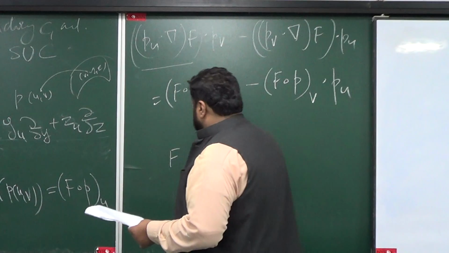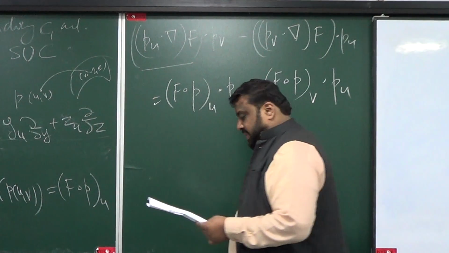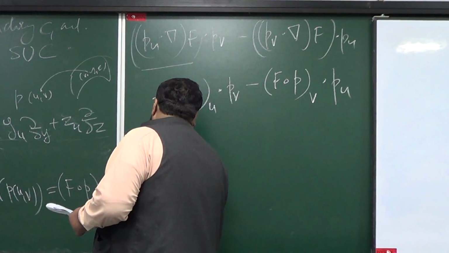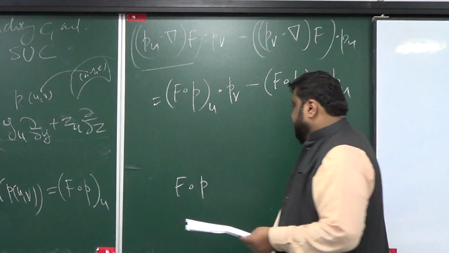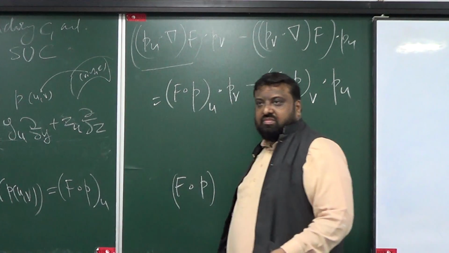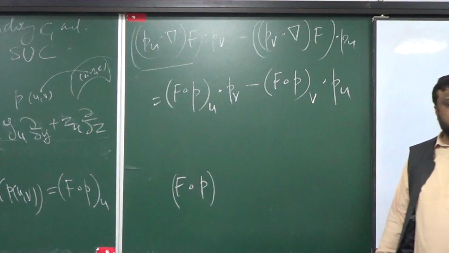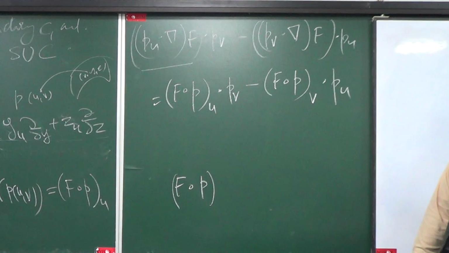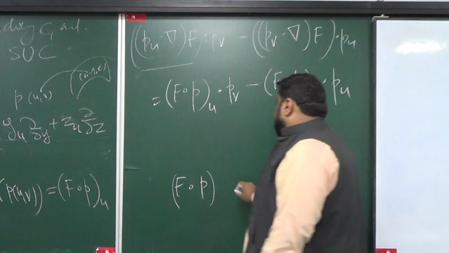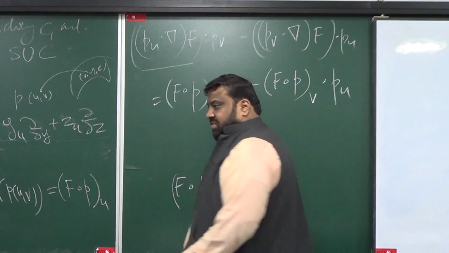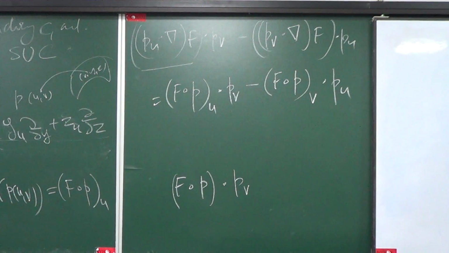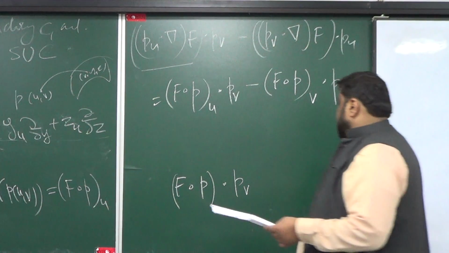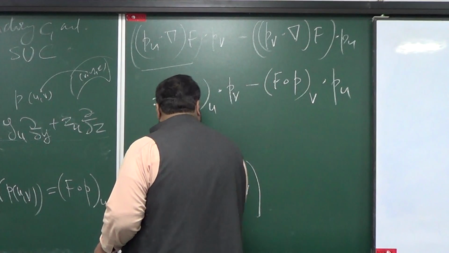Just to make sense of it, that is how I'm writing the next step. So take F composition P, which is going to be a vector. So F of P of U is a vector, and dot it with PV. When you dot it with PV, then take the partial derivative.